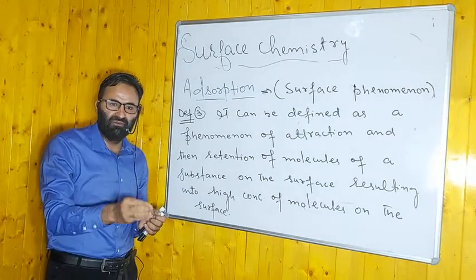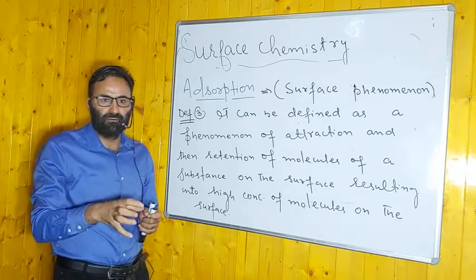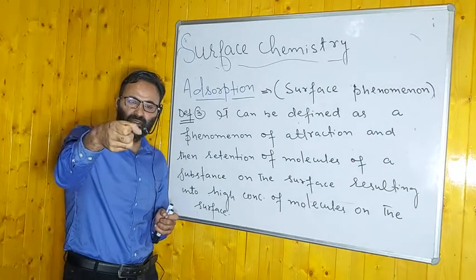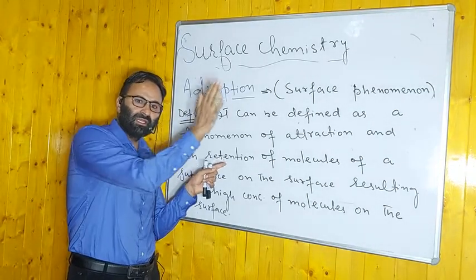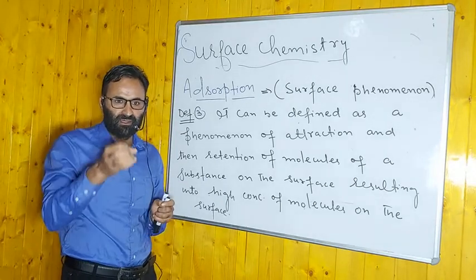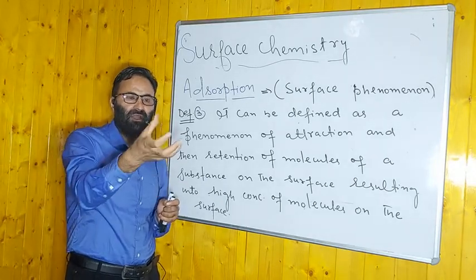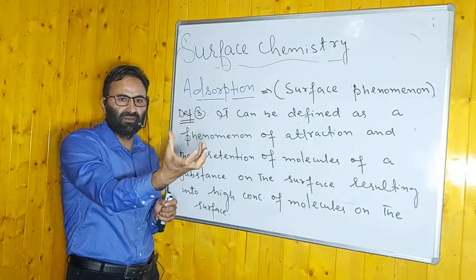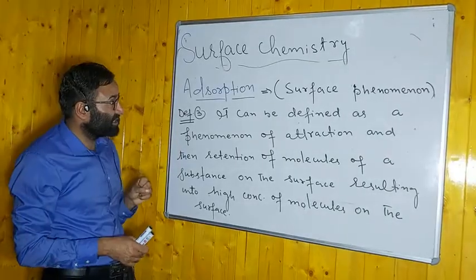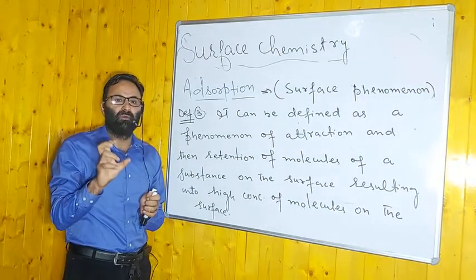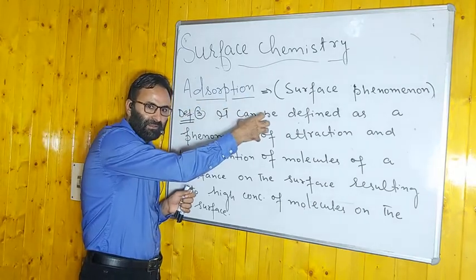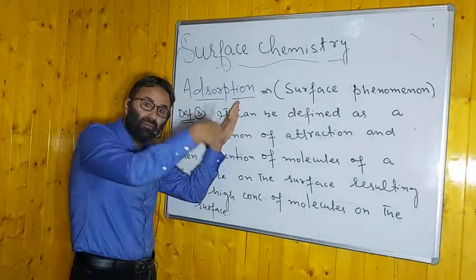In simple words, you can mention it is the phenomenon of accumulation, concentration of molecules of a substance on the surface or interface. This is a simple definition of adsorption: concentration or accumulation of molecules, that is vapor dust particles, of a substance on the surface, or you can say interface. It means that during adsorption, two things are being involved. One is the molecules of a substance which get accumulated. The second, on which accumulation takes place.